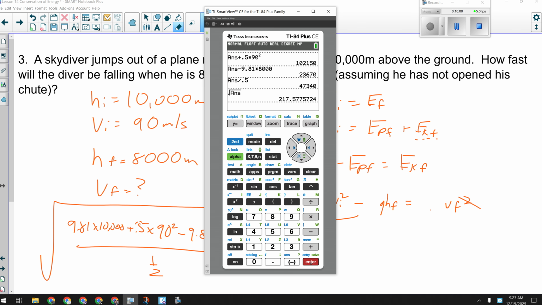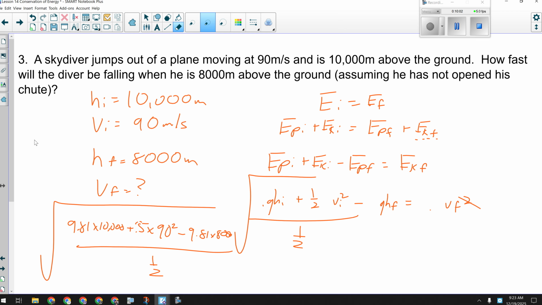Everybody okay with how that one worked? So 217.57 meters per second. And you did get going pretty fast when you skydive. Now, in the real world, could you get going that fast? Probably not. In the real world, what is there that we're ignoring?